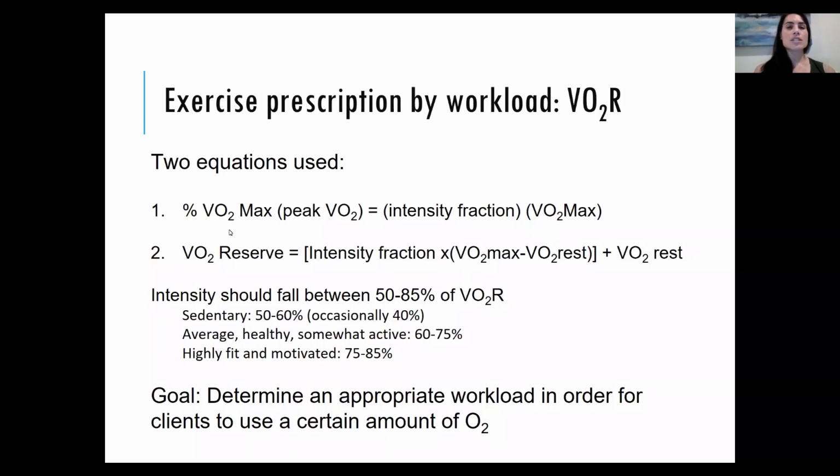The two equations that we use are percent VO2 max and percent VO2 reserve. If you look at these equations, you'll see they are exactly the same as the heart rate equations I just listed, but all you're doing is replacing heart rate with VO2. So VO2 max is just the intensity fraction, let's use 60% again, so 0.6 multiplied by VO2 max. VO2 reserve is exactly the same as that previous equation, but now you're replacing heart rate with VO2.